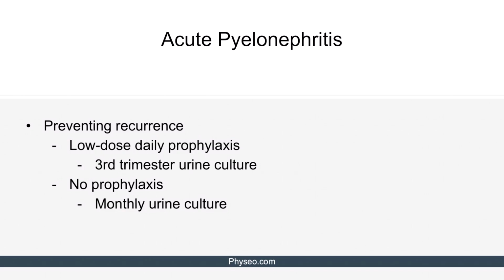Now, another option is to not do any prophylaxis, but just do monthly urine cultures to ensure that everything's okay. And then, of course, if anything does grow, then you would treat.